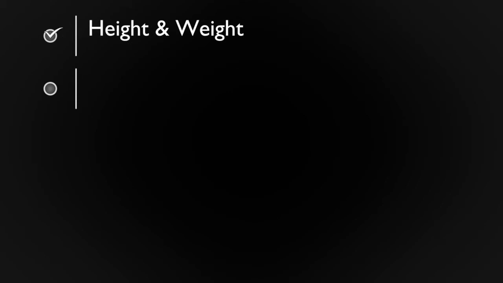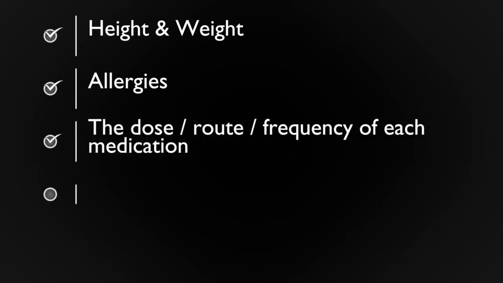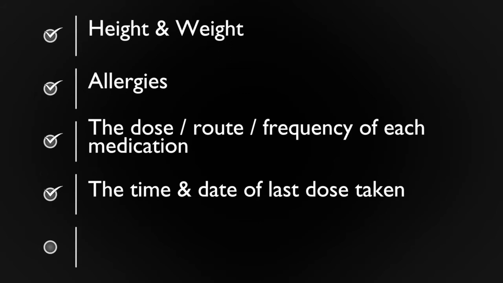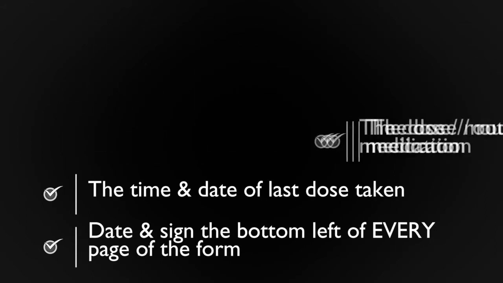The following key elements of the best possible medication history must be completed each and every time. The patient's height and weight, any allergies, and make note of the reaction to the medications you are allergic to, the dose, the route, and the frequency of each medication, the time and date of the last dose taken of each medication, and be sure to date and sign the bottom left of the form on all of the pages, not just the first page.